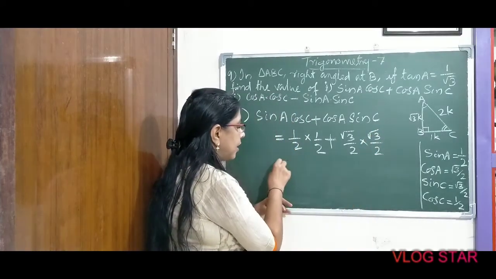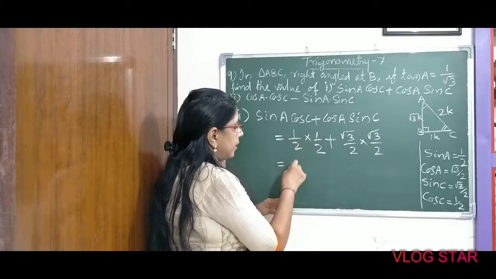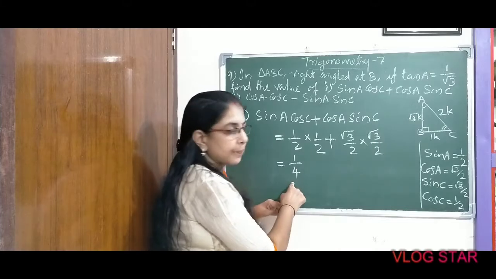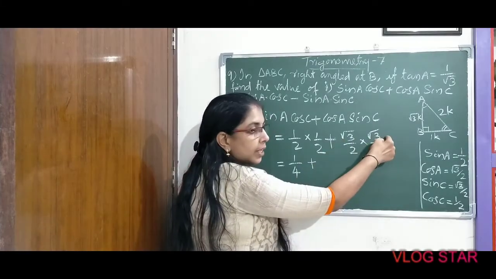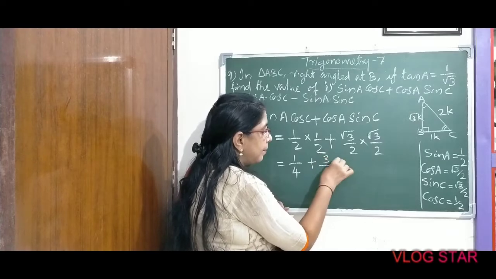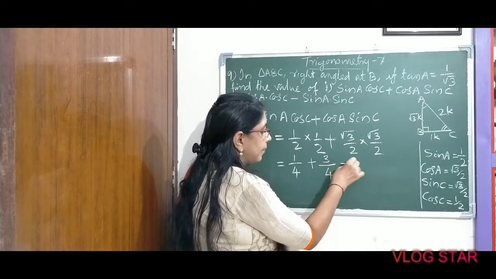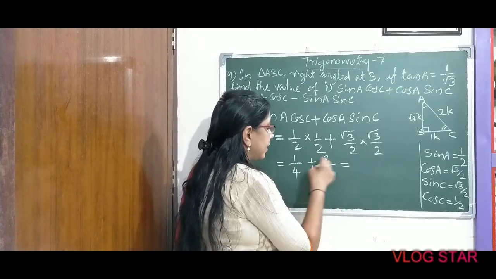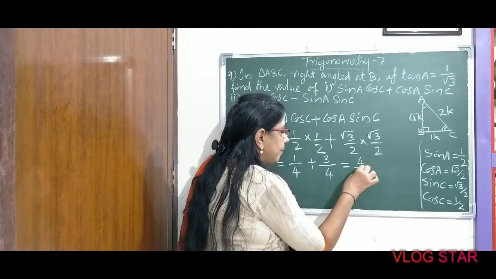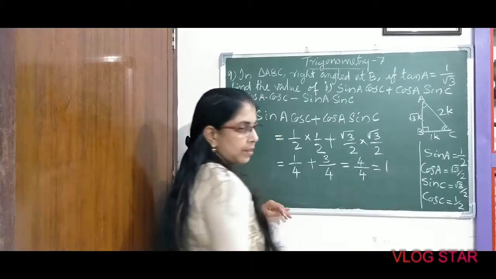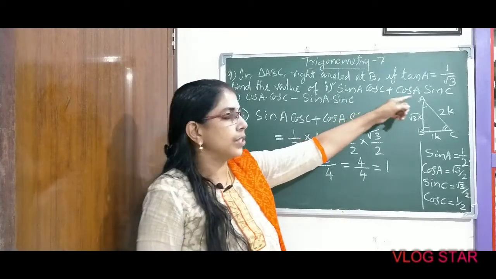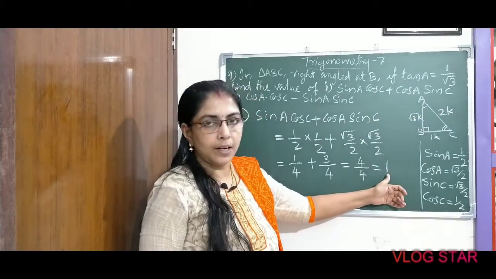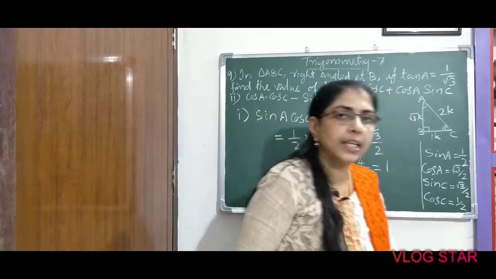Now do the calculations. Half into half, 1 into 1, 2 into 2, that is 1 by 4. Plus root 3 into root 3, it is 3, upon 2 into 2, it is 4. Both have the same denominator, therefore add the numerators directly. We get 4 by 4, which is equal to 1. Therefore, the first part of our question is over, that is sin A cos C plus cos A sin C is equal to 1. Okay, next we have to do the second part of the question.